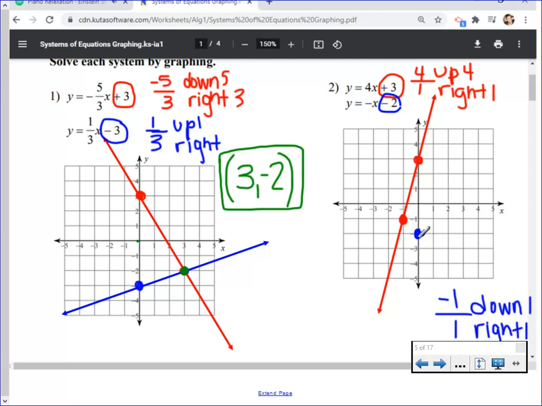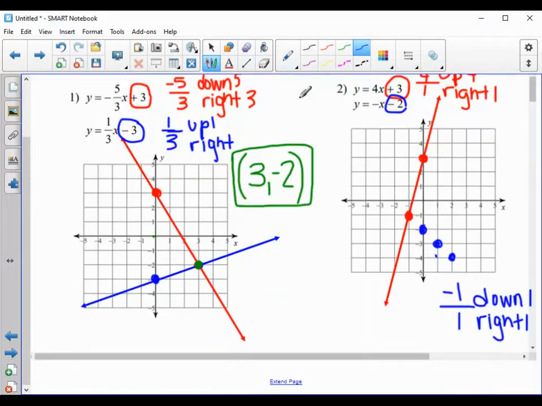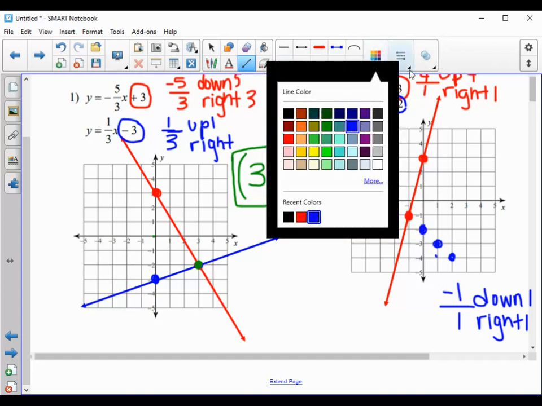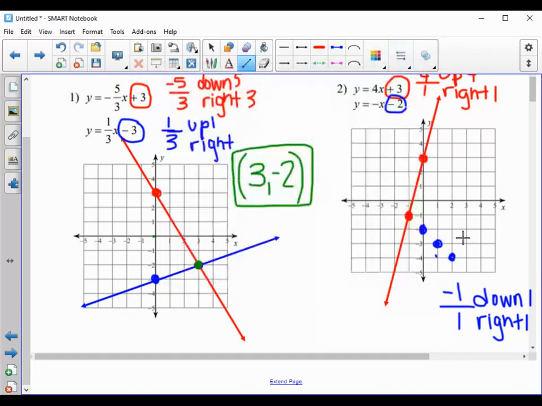So I put my pen or pencil on my blue point, and I'm going to follow the directions of my slope. It says to go down 1 and then right 1. After I do that, I can make a new point. Down 1, right 1, make a new point. Then you can connect those points. I made 3 of them. You really only have to have 2. Connect your points with a line. There's my line. It's nice and neat.